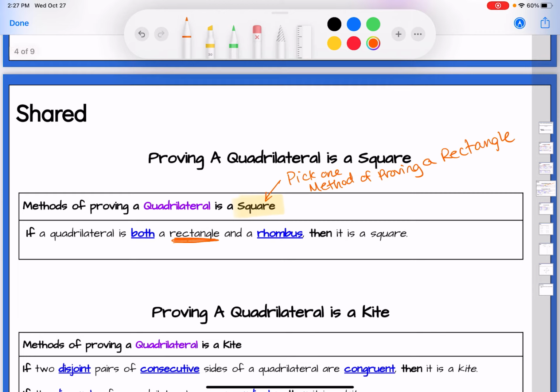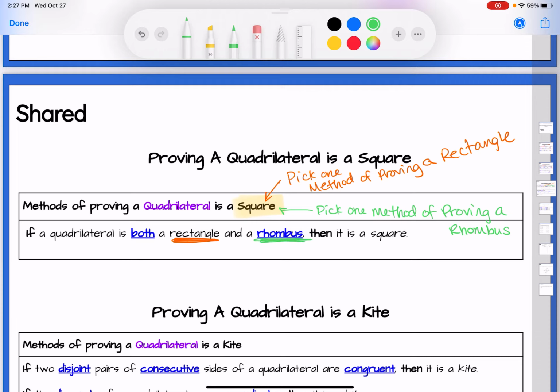So pick one method of proving a rectangle, and then pick one method of proving a square, or of proving a rhombus, sorry, proving a rhombus. And if you can do both of those things, then it has to be a square.